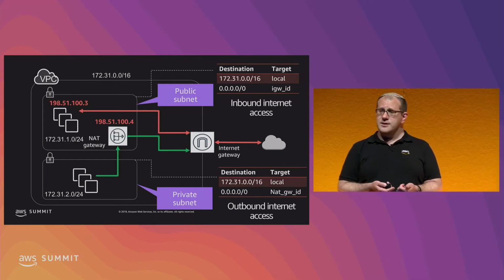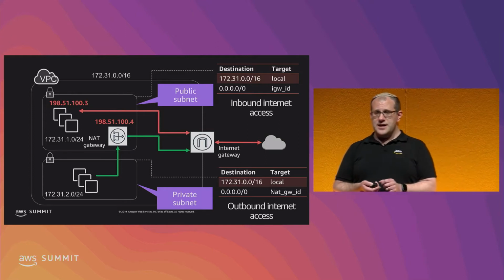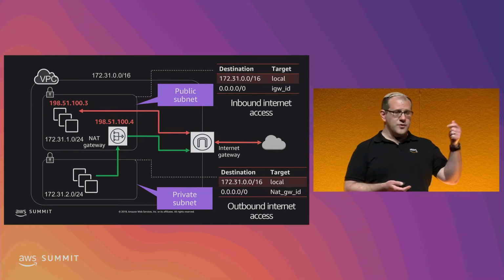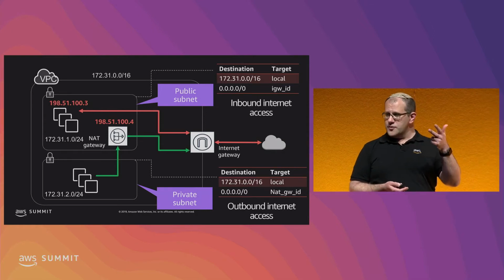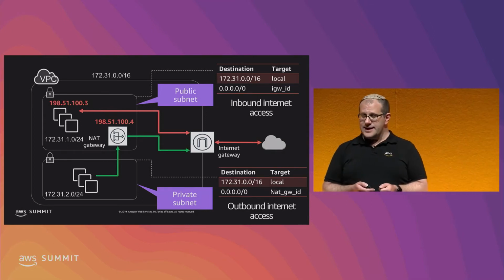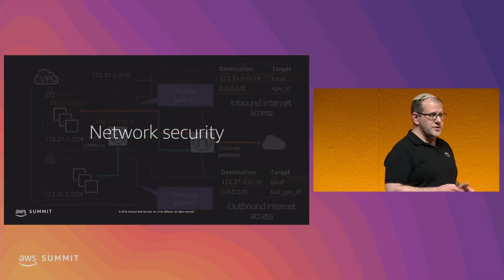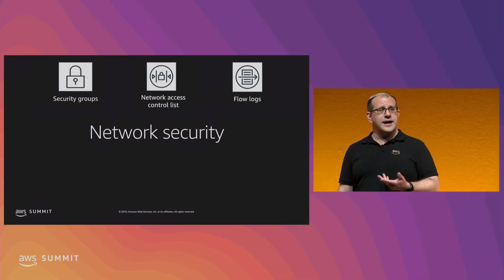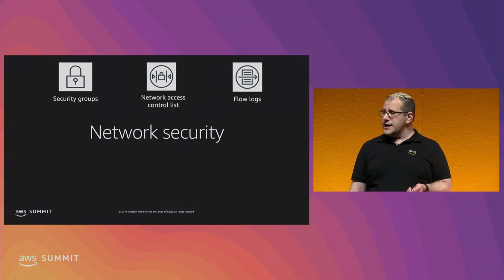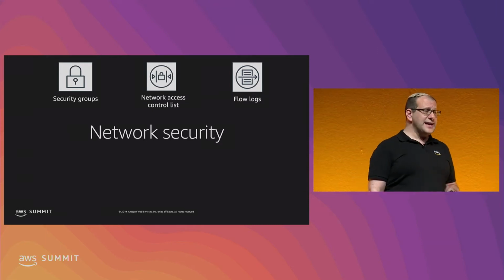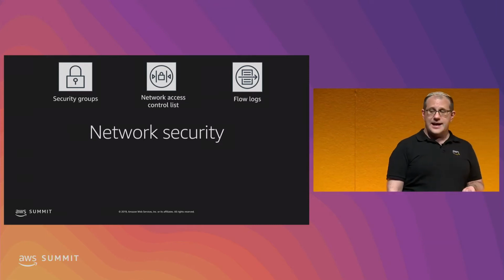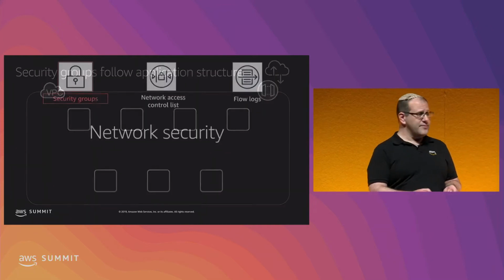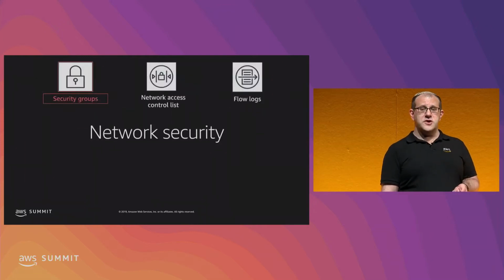Now, so far, in a very short space of time, we've talked about IP addresses, we've talked about routing, and we've talked about internet and NAT gateways, but we haven't talked about security. So we're going to talk about security next, and I'm going to cover 3 items. I'm going to cover security groups, network access control lists, NACLs, and I'm going to cover flow logs. So let's start with security groups.